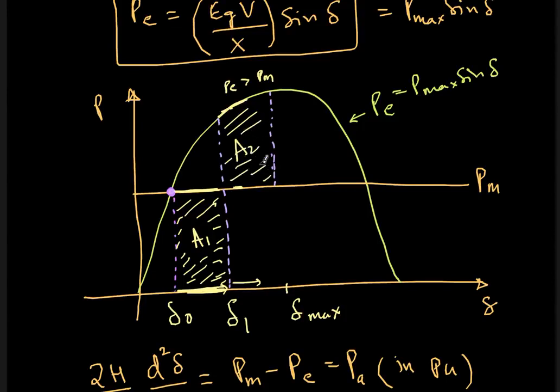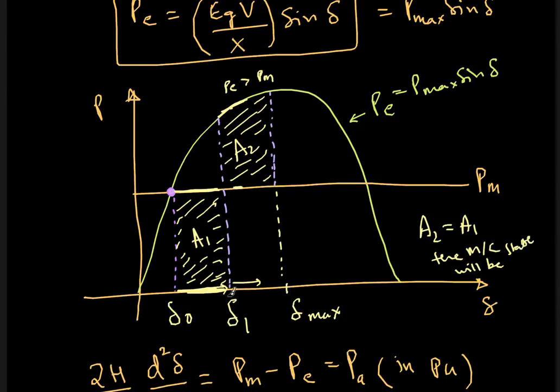The concept here is how much this area A2 can be. Basically this is the energy stored in the rotating mass. That much energy has to be taken out. So an equal amount of A2 area will be there such that the energy is taken out of the machine, and finally it will swing and then come back to delta naught. So the question is whether this much area is available here or not, and to that extent the rotor will overswing and go up to delta max. So this is the equal area criterion. If A2 equals A1, then the machine will come back to stability. The machine will be stable.